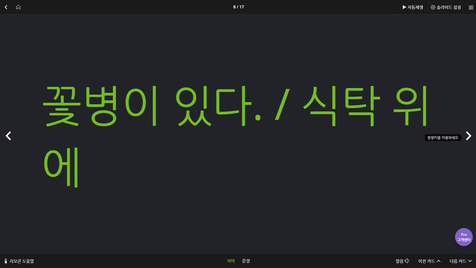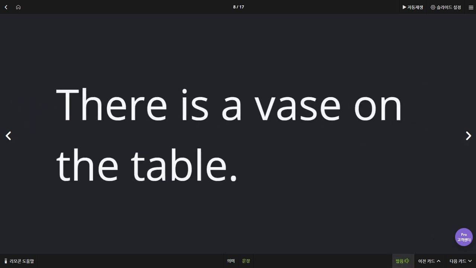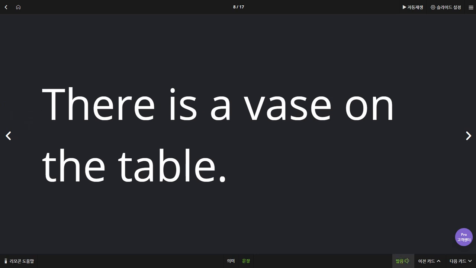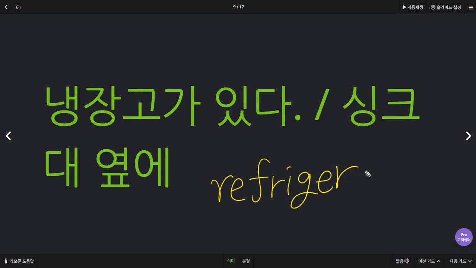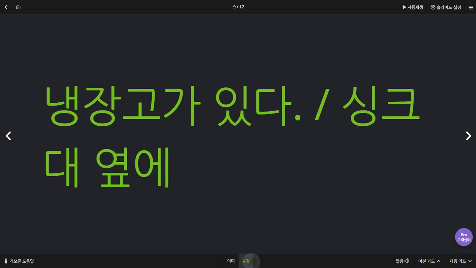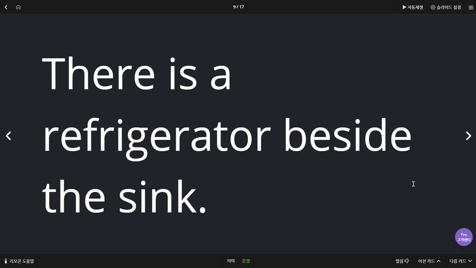There is a vase on the table. There is a refrigerator beside the sink.